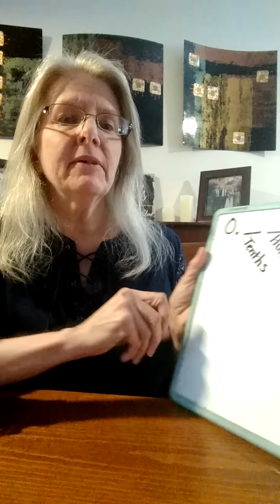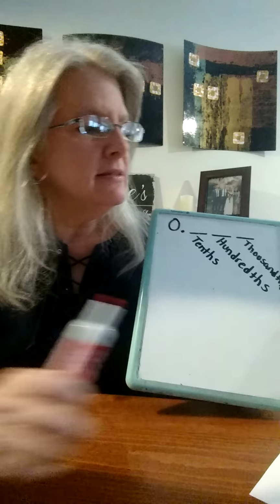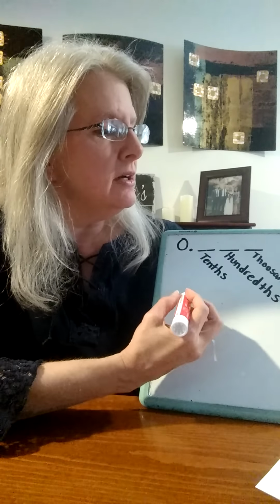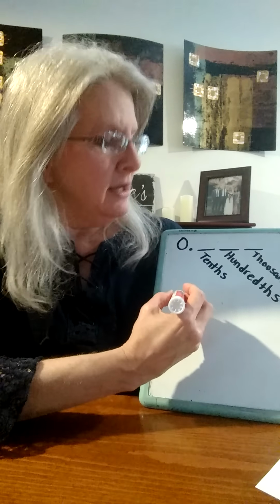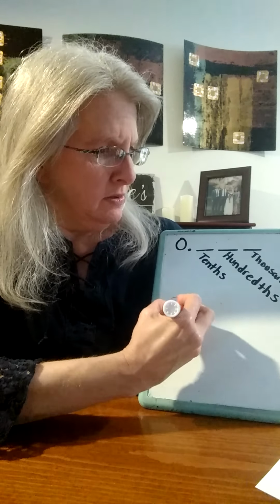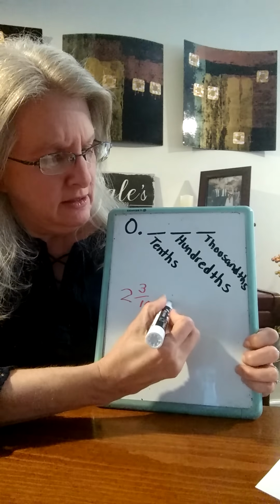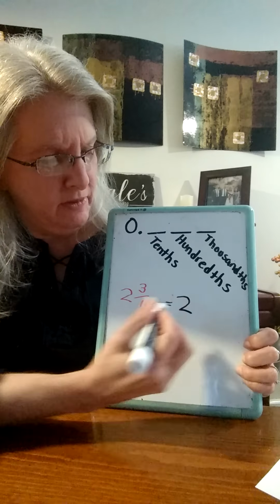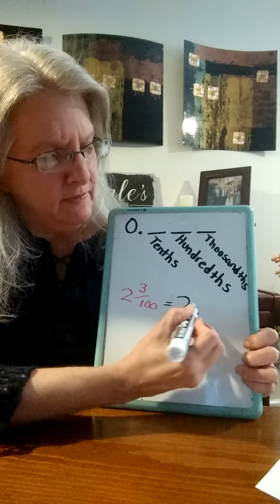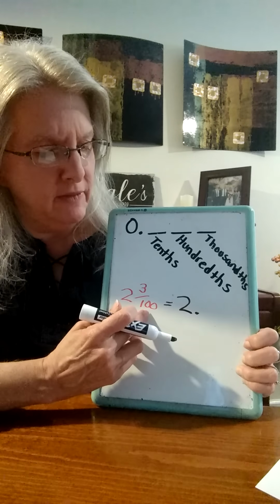We also need to be able to go from fractions to decimals. So let's erase this and let's do a couple of those practice ones. Let's say we wanted to convert 2 and 3 hundredths, and we wanted to write that as a decimal. Well, we would write 2 for our whole number, then we put our decimal to indicate we're going to the fraction part of it.